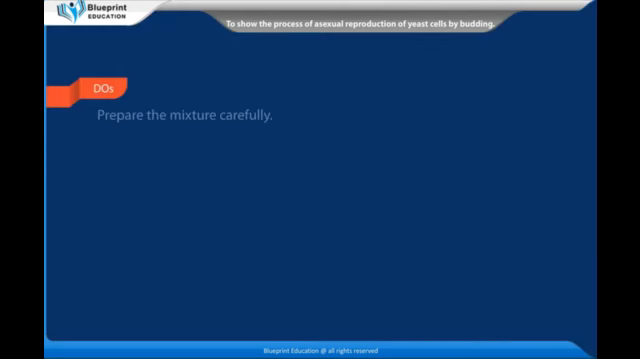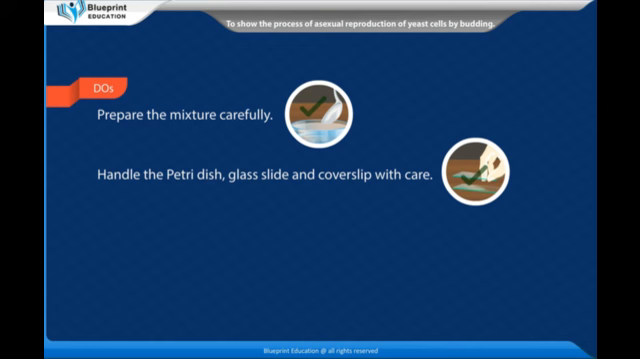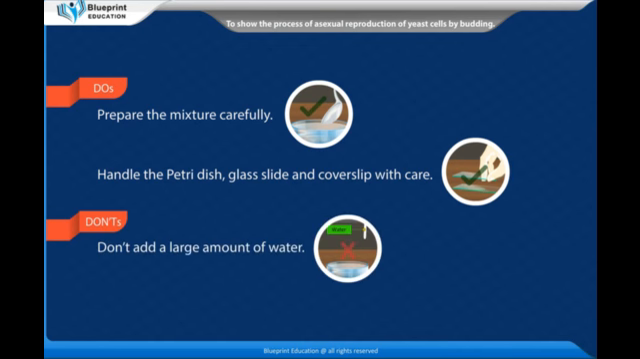Do's: prepare the mixture carefully. Handle the petri dish, glass slide and cover slip with care. Don'ts: don't add a large amount of water. Don't place a large amount of mixture on the glass slide.